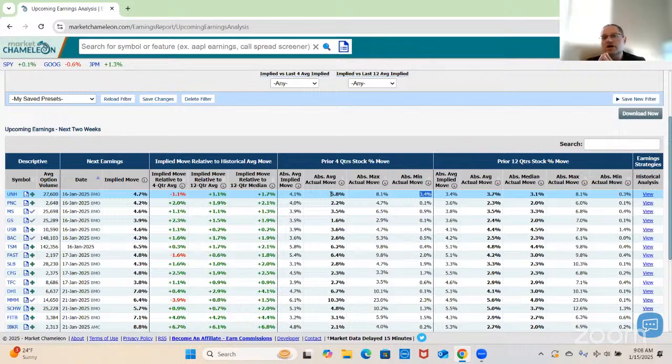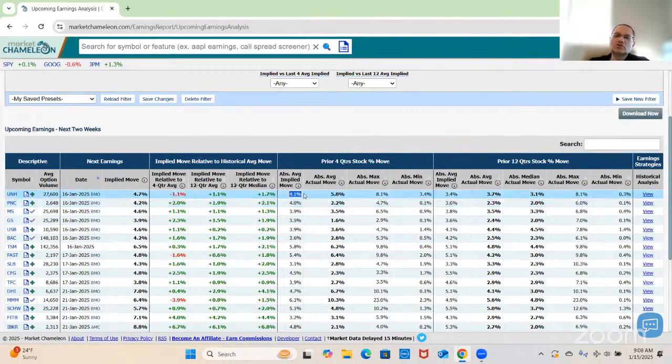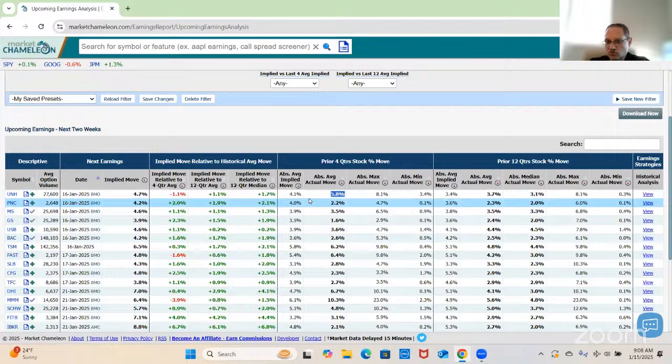What did the options imply? So on average, right before the earnings announcement, the straddle was pricing in a 4.1% move. Okay, that was the option premium. So you could see here that if we looked at the average of the stock in the last 4 quarters, it had a larger average move than what was implied on average by the options markets. Options were underpriced on average.